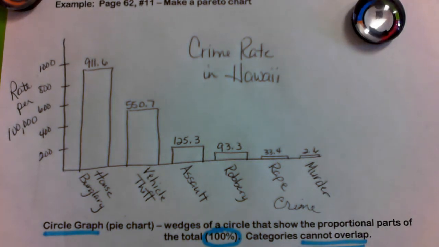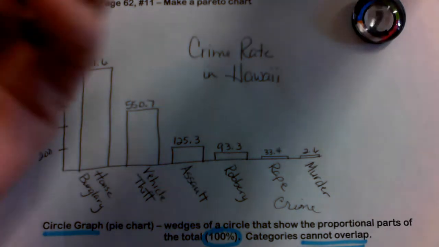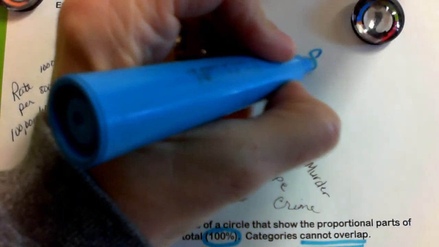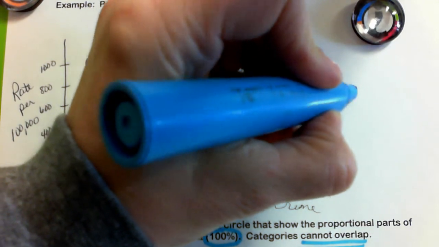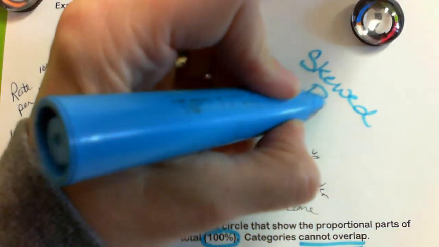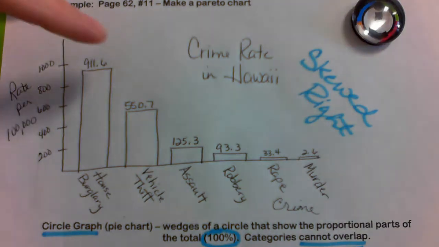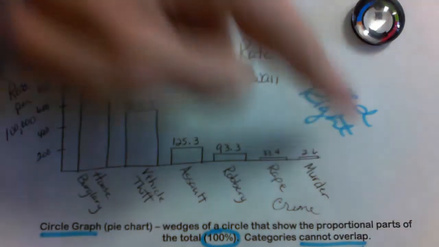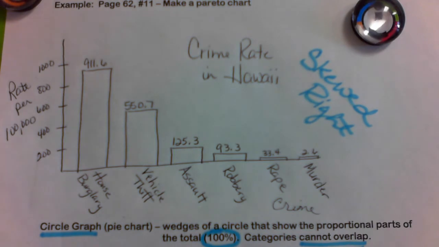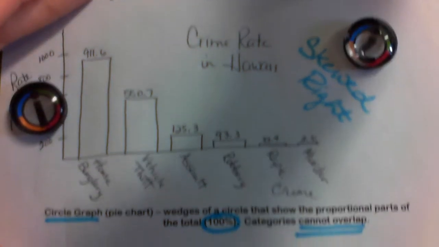Now, one of the things we talked about in the last section was your different types of distribution shapes. So if you don't recall what those are, be sure and review those in your book. But a Pareto chart always is skewed right. And that would mean that it goes from the tallest bar and it kind of tapers off as you go to the right. So that is a Pareto chart.